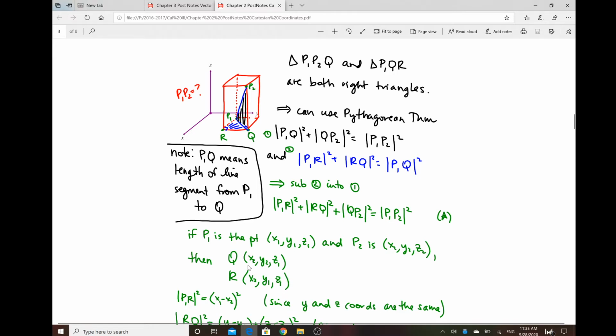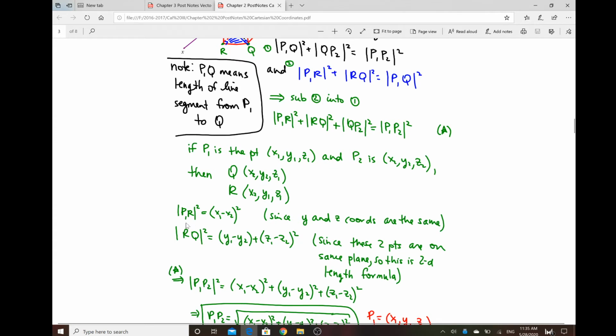Q can be written as x2, y2, z1 using the component form, and then R can be written as x2, y1, z1. So one thing we find is the difference of the distance here. PR quantity squared can be written as x1 minus x2 quantity squared, since the y and z coordinates are the same. And then QR, or RQ, quantity squared can be written as y1 minus y2 quantity squared, plus z1 minus z2 quantity squared.